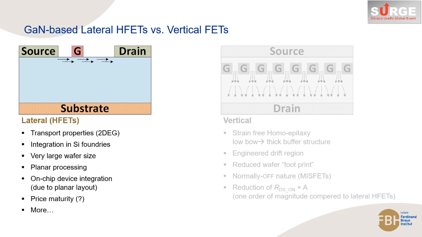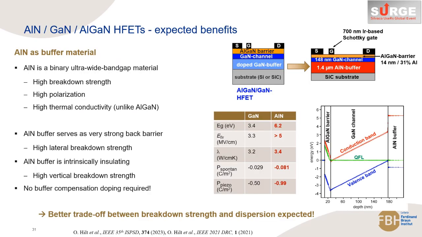We can continue now with simulation and analysis example for lateral GaN HFET device. In this new generation lateral HFET device, aluminum nitride compound replaces the commonly used doped GaN as buffer layer. Aluminum nitride is a binary ultra-wide bandgap compound. It has high breakdown strength, high polarization, which leads to high two-dimensional electron gas concentration, and enhanced conductivity.